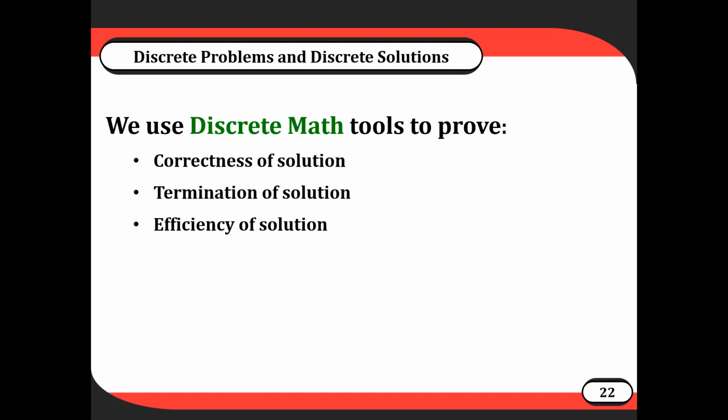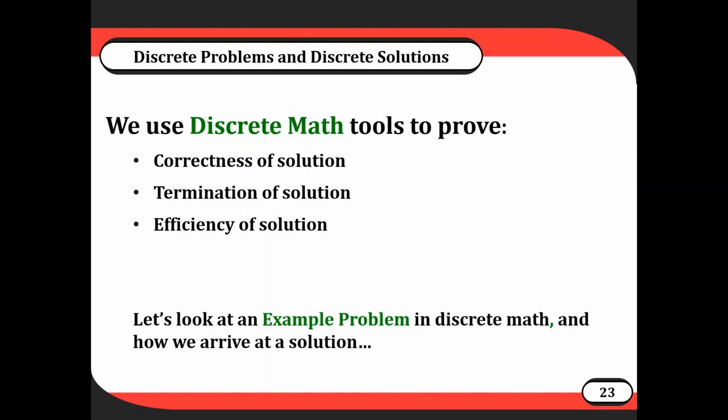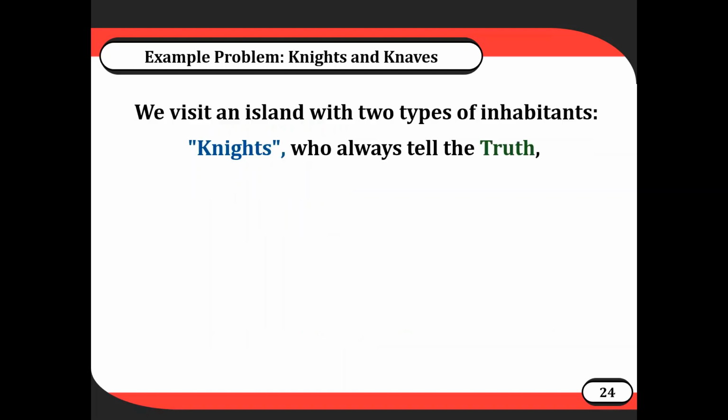So in computer science, power is all about speed. The more efficient your algorithm, the faster it'll run, and then the happier everybody is. So we're going to look at some example problems in discrete math and look at how we arrive at a solution. These are trivial problems, but they'll help to give you an idea of the math that we're dealing with, and the approaches that we're going to use to solve them.